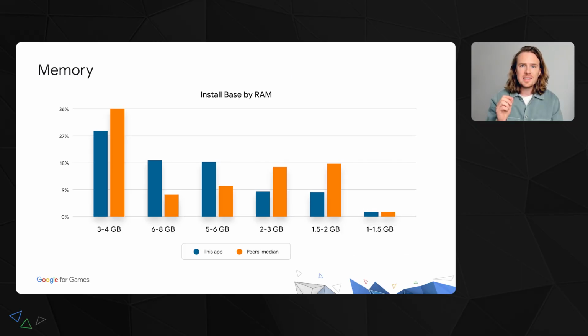Now, here is where things get interesting. You can select a specific game genre to analyze against, and it will show up as an orange bar on these charts. In this example, I've picked the shooter genre. That means that the orange bar represents the median distribution for an anonymous set of top shooter games. Looking at the first bucket, I can now see that about 36% of top shooters are being played on devices with 3 to 4 gigabytes of RAM.